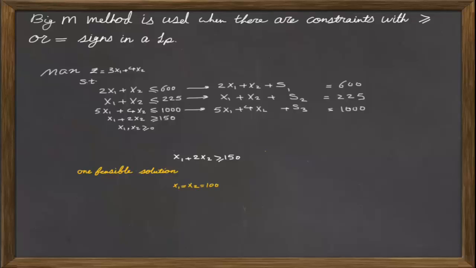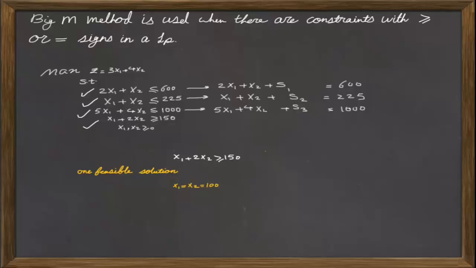For example, x1 equal to x2 equal to 100 is a feasible solution to this problem because if you replace x1 and x2 in the first constraint, you'll see that this satisfies the first constraint because you get 300 less than 600. Also, if I put it in the second constraint, it satisfies this constraint as well. If I replace it in the third constraint, I get 900 less than 1000, so the constraint is satisfied. If I replace it in the fourth constraint, I get 300 greater than or equal to 150, so the constraint is satisfied. That's why we call this solution a feasible solution to the problem.